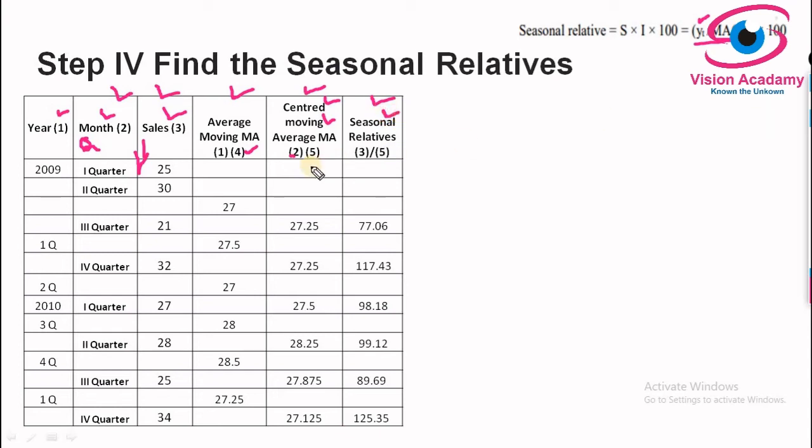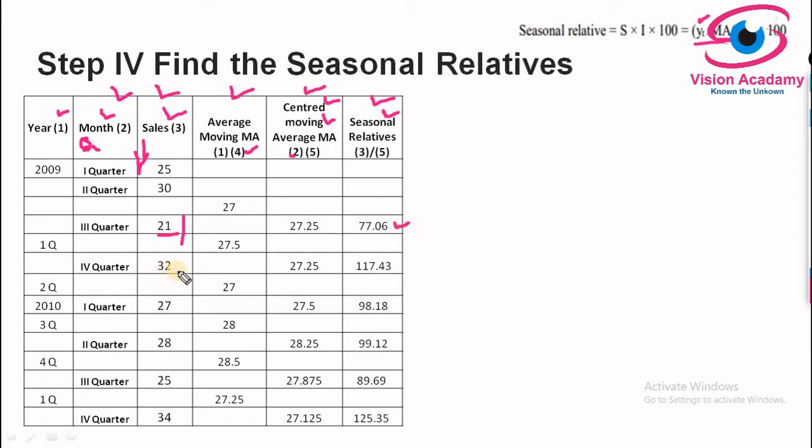Now I will explain how to obtain seasonal relatives. One more thing which is very clear: we have to obtain seasonal relatives for the centered moving average data only. So as I told you, the old value here is 21 divided by the centered moving average 27.25 into 100, which is 77.06. This is the first seasonal relative.